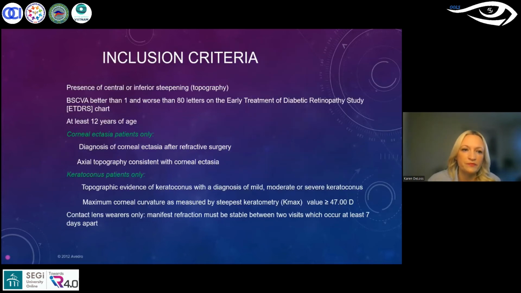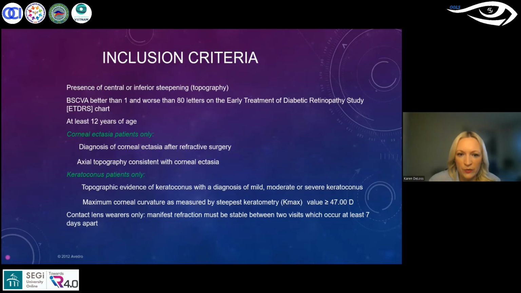Inclusion criteria. I don't know that everyone has an ETDRS chart available, so this is probably a little bit more didactic, but basically you're looking for changes in the best corrected visual acuity. But again, that's very subjective. The patients must be at least 12 years of age. For corneal ectasia patients, they must have a diagnosis of corneal ectasia after refractive surgery and an axial topography consistent with ectasia. So patients who have had refractive surgery, we need to look for that steepening.